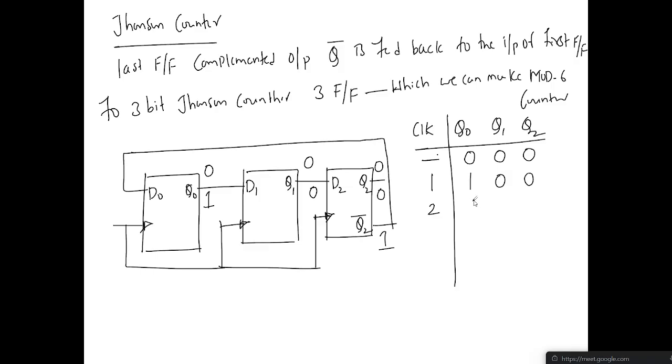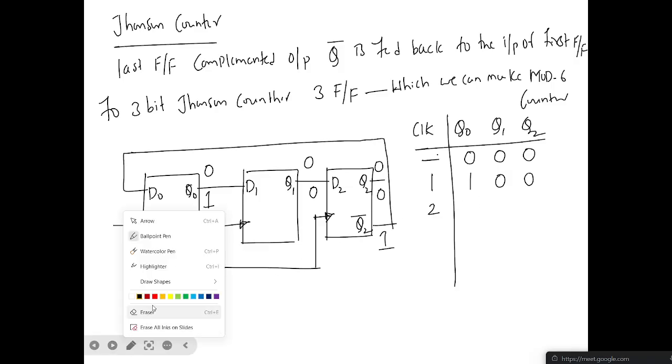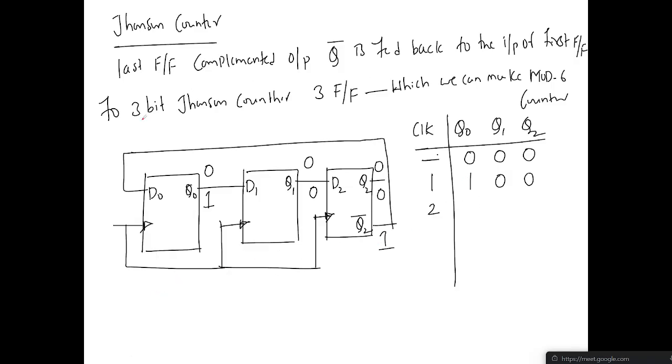The shifting operation happens. The 1 will come here, whatever the Q naught is, that is D naught. This 1 will come here and this 0 will come here, so that is 1 1 0. Did you understand again how it is happening? And next, 1 1 1. Again it becomes 0 1 1.